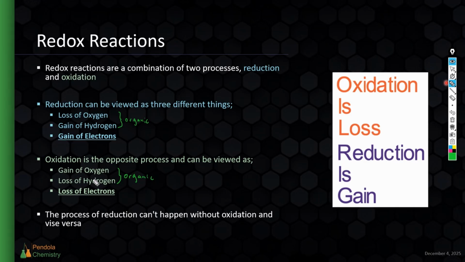This is because when we first discovered reduction and oxidation reactions, when they were first being studied, we mainly discovered and studied them through processes that both had oxygen and hydrogen.